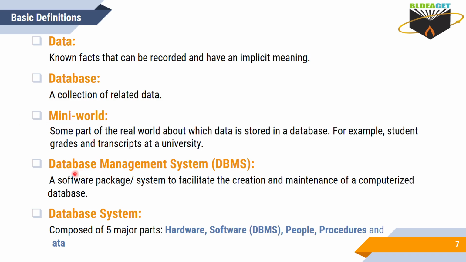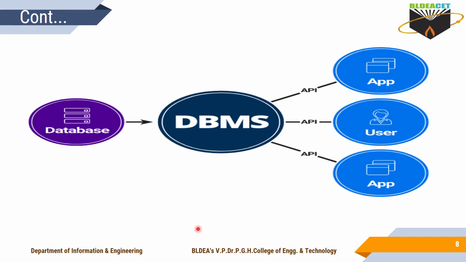Next we are going to know about the database management system. It is software which is used to create the database and to maintain the database using the computerized concept. Next is the database system. The database is different and the database system is different. A database system is a system composed of five major parts: hardware, software, where the software is your DBMS, people, that is the users who want to use that data for whatever purpose they want, procedures, and data. So these are some of the basic concepts.